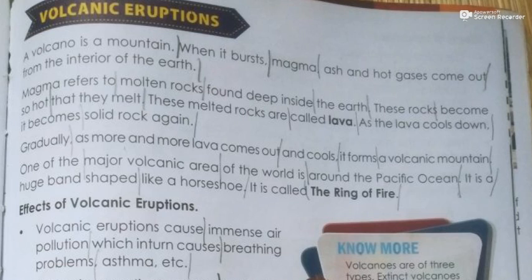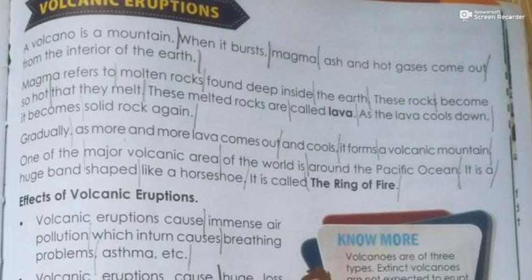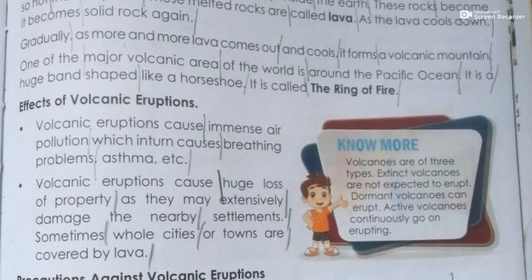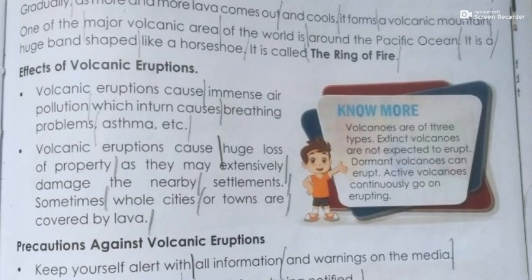One of the major volcanic areas of the world is around the Pacific Ocean. It is a huge band shaped like a horseshoe. It is called the Ring of Fire. So in the Pacific area you can find these volcanic eruptions. It is a huge band shaped like a horseshoe, called the Ring of Fire.